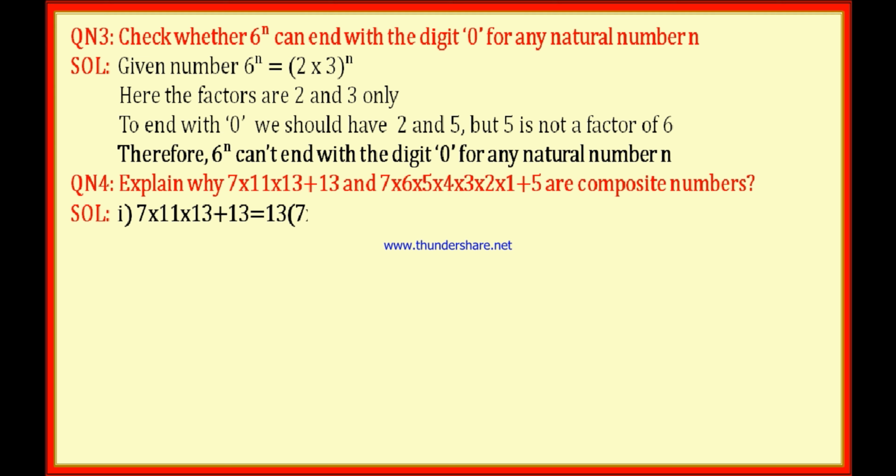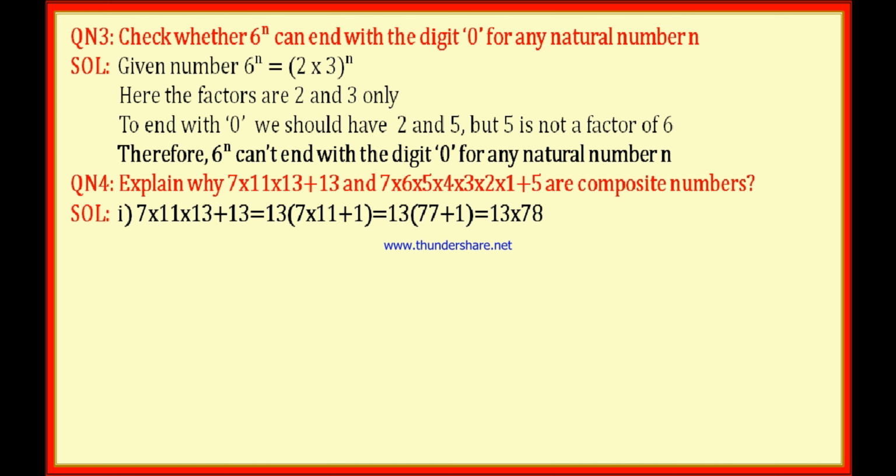Here is the solution. Let us consider the first bit. 7 into 11 into 13 plus 13. Here this is one expression and this is the other expression. You can find 13 in both. Therefore take 13 common. If we take 13 common, then 7 into 11 is there in the first part, and this is 13. You took 13 common already, therefore 1 is there, as 13 is nothing but 13 into 1. This is 13 into (7 into 11, which is 77, plus 1). This is 13 into 78.